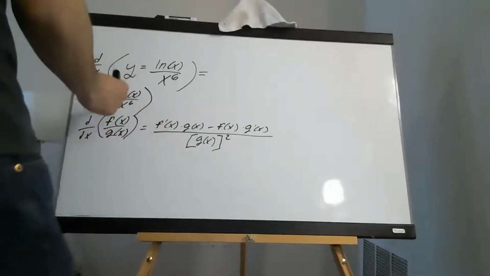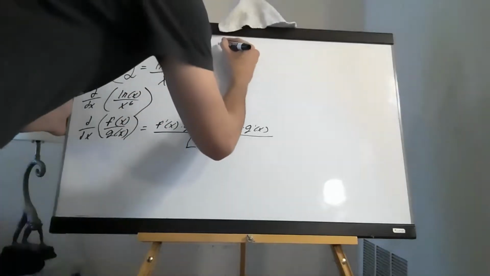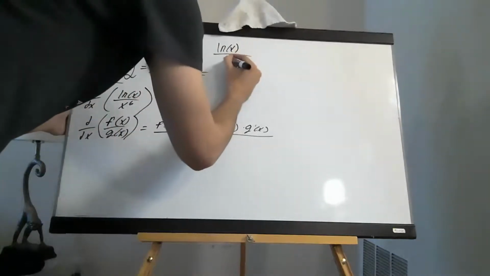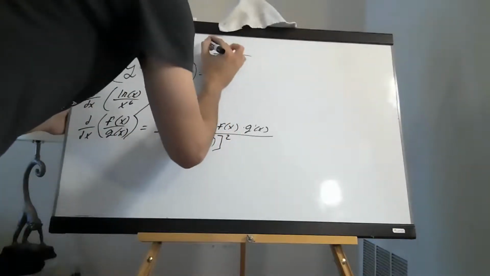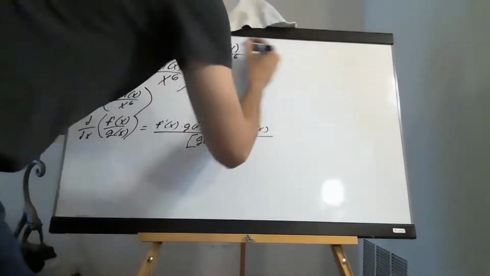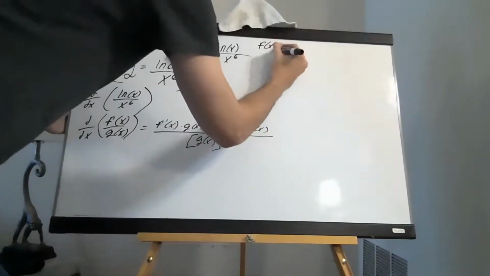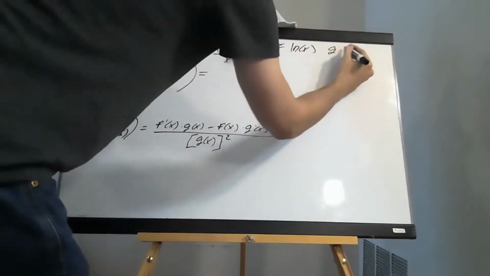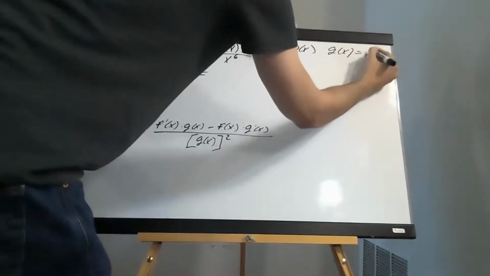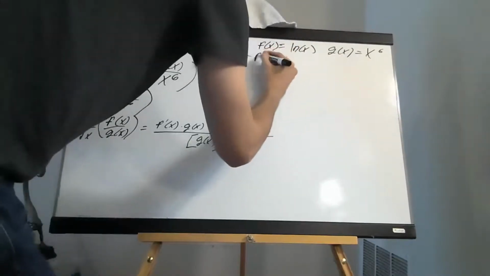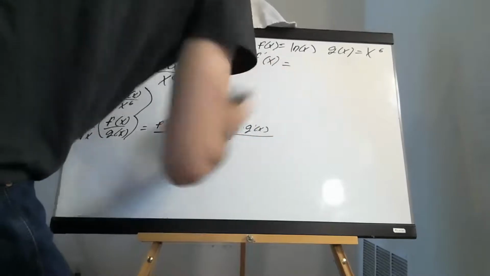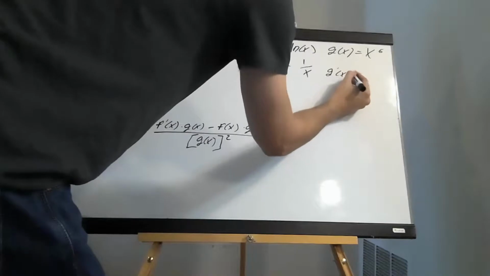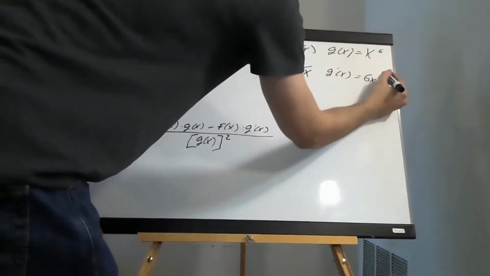So with that in mind, we have the function ln of x over x to the 6. So I'm going to call this f of x equal to ln of x, and g of x equal to x to the 6. So now f prime of x is equal to 1 over x, and g prime of x is equal to 6x to the 5th.